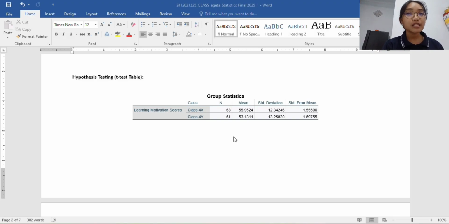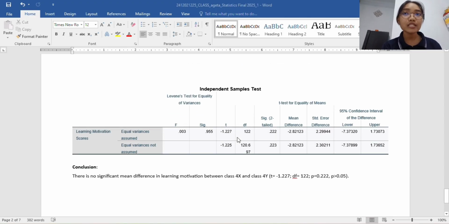But is this difference significant? To determine whether the difference is significant or not, we need to see the hypothesis testing using the t-test. Here is the table of the independent samples t-test. Take a look at the p-value. We use the equal variances assumed section because we previously determined that the variances are equal. The t is minus 1.227 and the df is 122, with the p-value of 0.222, which is above 0.05.